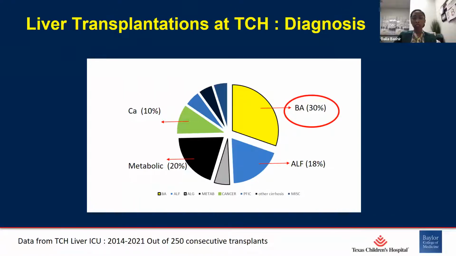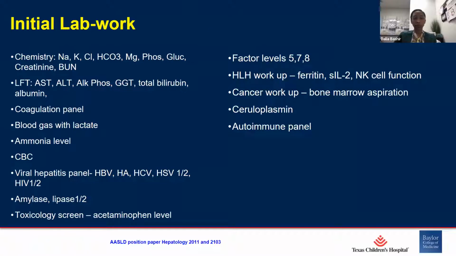So how do we work these patients up when they first come to the ICU? We usually start out with just our basic labs. So reviewing the chemistry, electrolytes, their renal function, looking at their liver function and liver enzymes, GGT, their bilirubin, albumin. We look at coagulation panels and see if there's anything that needs to be replaced. We look at the blood gas and specifically look at lactate and their ability to clear the lactate. We look at ammonia levels to help us with their need for any extra support.